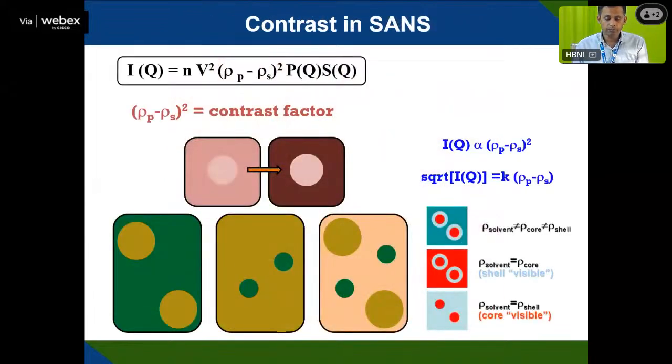So this contrast is almost similar to this, as I discussed here. This I(Q) is proportional to rho particle minus rho solvent, squared. So you can see that if rho solvent, rho core, rho cell, everything is visible here. But if you have rho solvent equal to rho core, only the cell is visible here. This cell and core is matching. So in case of seeing the core structure, your rho solvent equals rho cell.